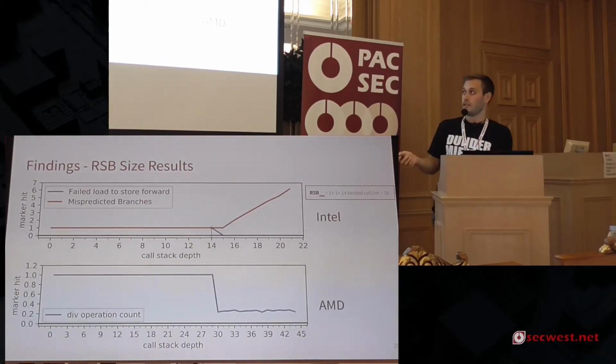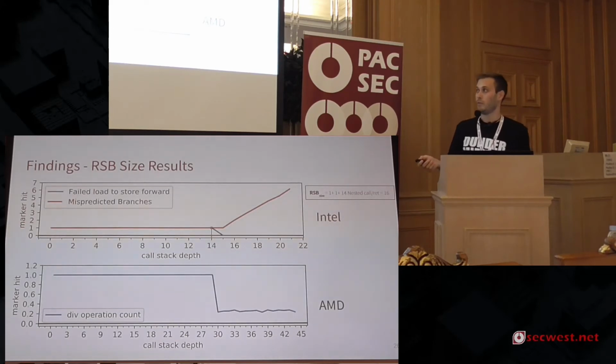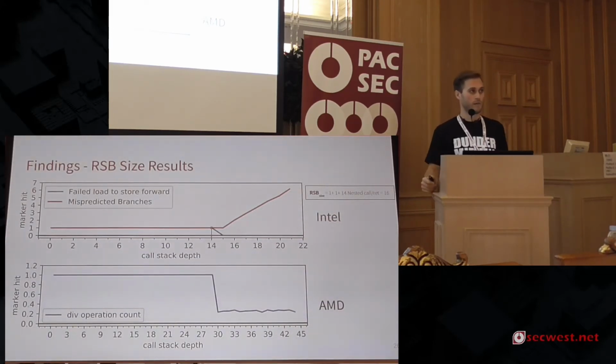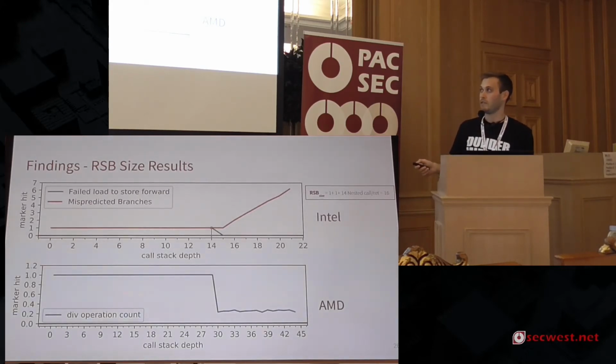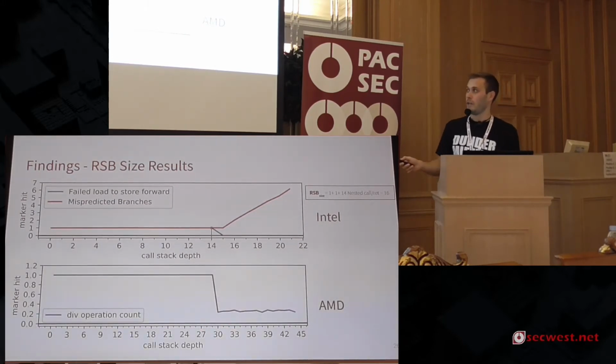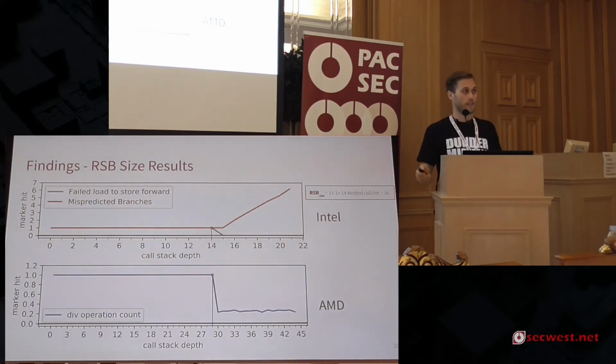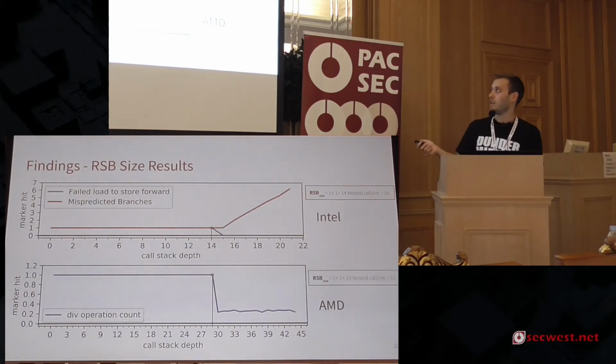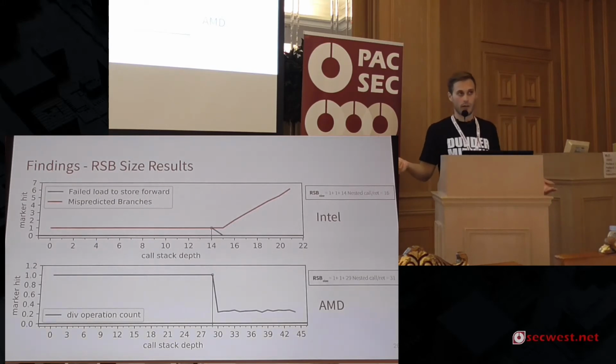We then tested the same on AMD. We used a different marker, of course, because AMD has a different set of performance counters. As you can see, we have a transition from 1 to 0, to almost 0, but we'll explain later why, around 29 nested calls. If we do the computation here, we get 31.